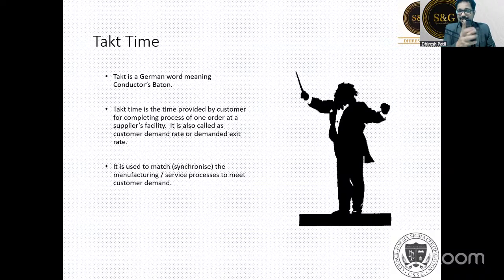Now, what is takt time? The formula for takt time is this, we will calculate our takt time. Takt time is equal to available time, write this down, divided by customer demand.